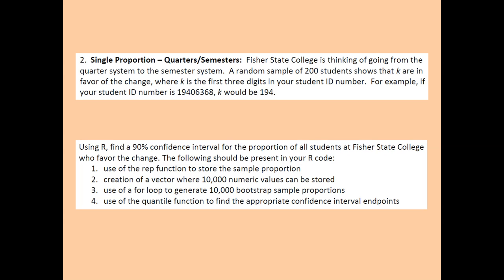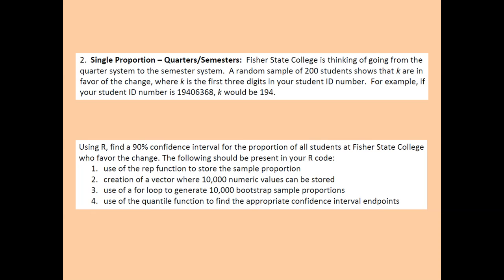Single proportion, more with the student ID. Now it's the first 3 numbers instead of the last 3 numbers. Everybody's student ID starts with a 1. I've already checked. So I suppose that means everybody's going to have a sample proportion of at least 0.5. But in the case of this fake student ID that's here, the first 3 digits are 1, 9, and 4, which means that my sample proportion is 194 divided by 200. So I have 194 successes and 6 failures, where in this case a success is somebody who wants to switch to the semester system.